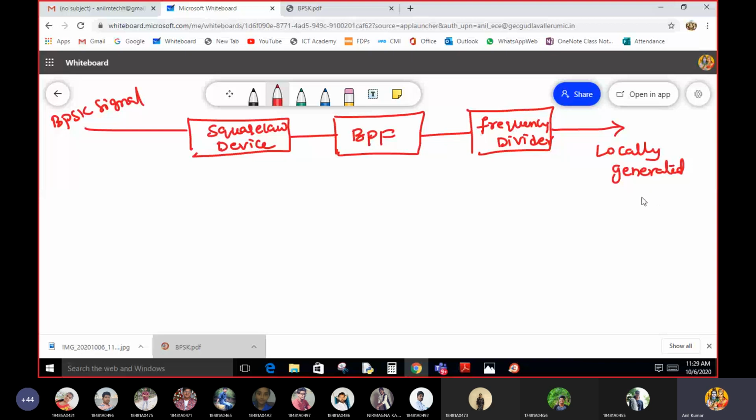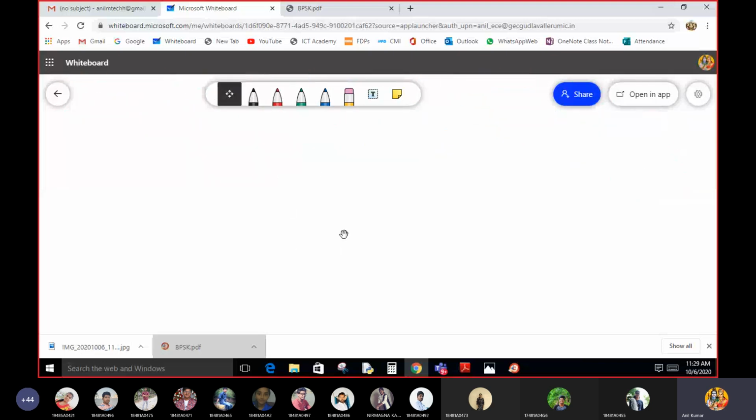How can we locally generate the carrier at the receiver side? This is the BPSK receiver or BPSK demodulator. By using three blocks we are going to generate the locally generated carrier for the BPSK. I will explain how we can generate it step by step. Step number 1 is the received BPSK signal.